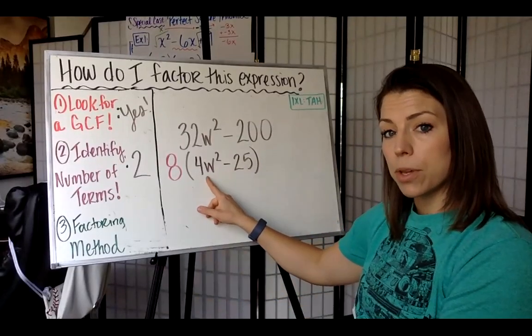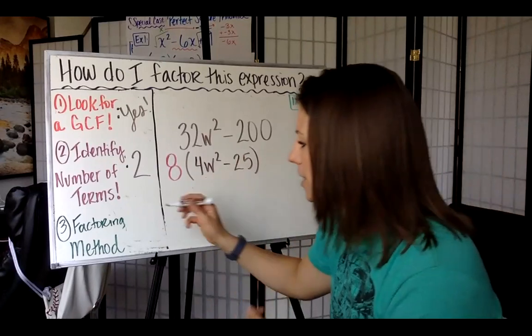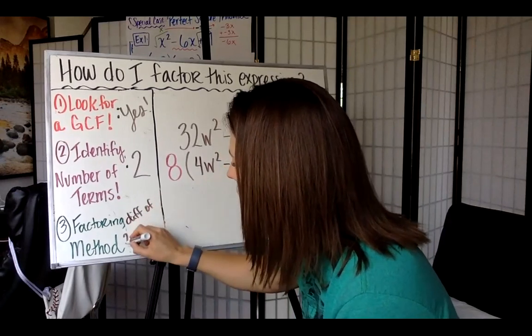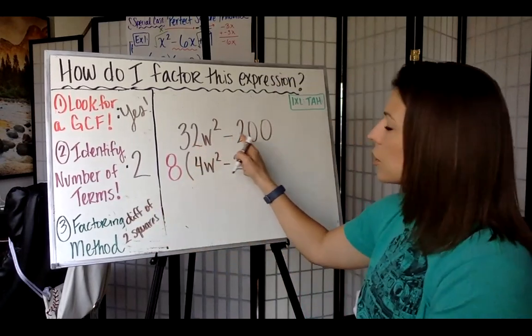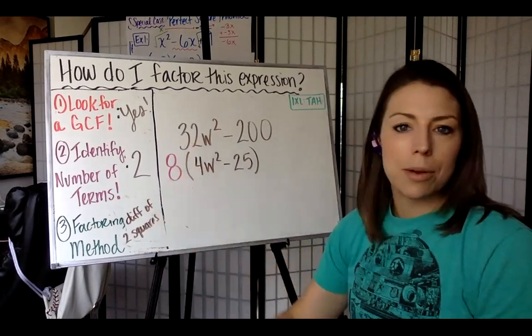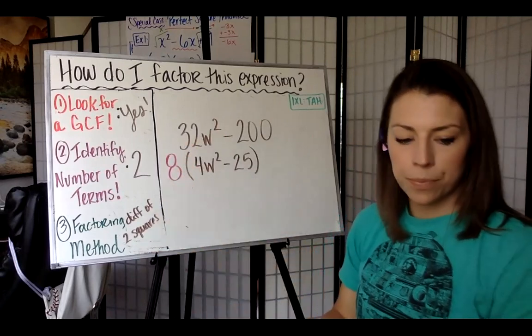Yes. Is 4w squared a perfect square? Yes. Is 25 a perfect square? Yes, which means this is a difference of 2 squares, which you wouldn't have noticed here because 32 and 200, actually I think 200 is, but 32 is not a perfect square. So without factoring out that GCF, you really wouldn't know.